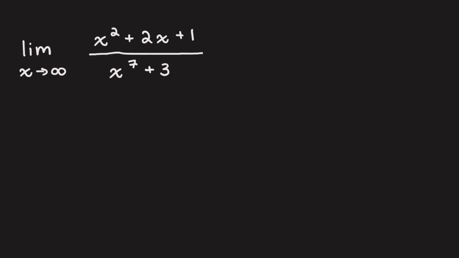The next problem is the limit as x approaches infinity, x squared plus 2x plus 1 over x to the 7 plus 3. There is a polynomial in the numerator and a polynomial in the denominator, so the highest degree takes dominance. The degree of the numerator is 2 and the degree of the denominator is 7, so the denominator is the dominant part of the function. So the denominator is getting larger and larger while the numerator is lagging behind, so we know that the value of this limit is 0.